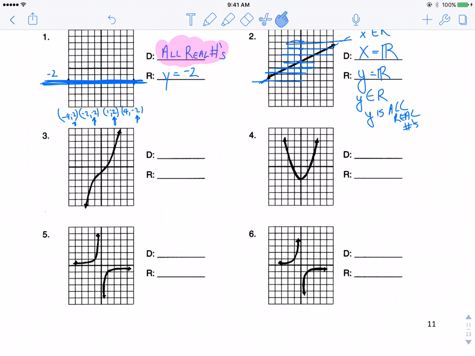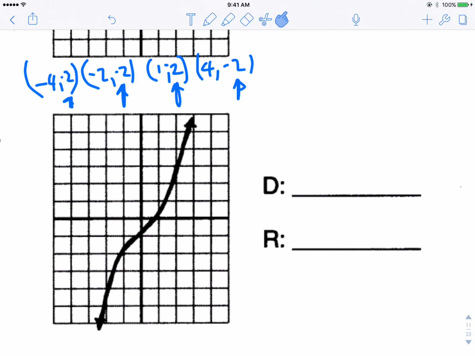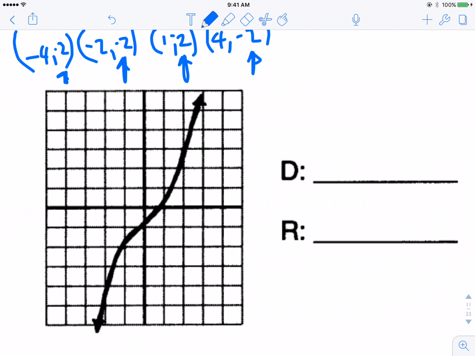So examples 1 and 2 are done. Here's 3 and 4. Again, we're only looking at domain values. Domain values are our possible x values. Remember, our x is our vertical axis here.